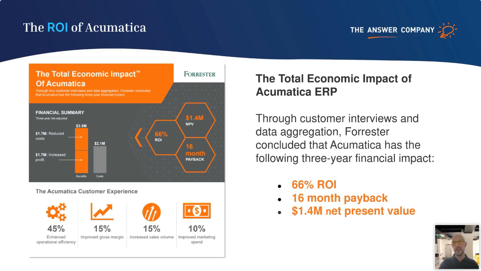By modeling a composite organization with 30 million in annual revenue and manufacturing operations, Forrester created a realistic representation of what businesses can achieve with Acumatica.